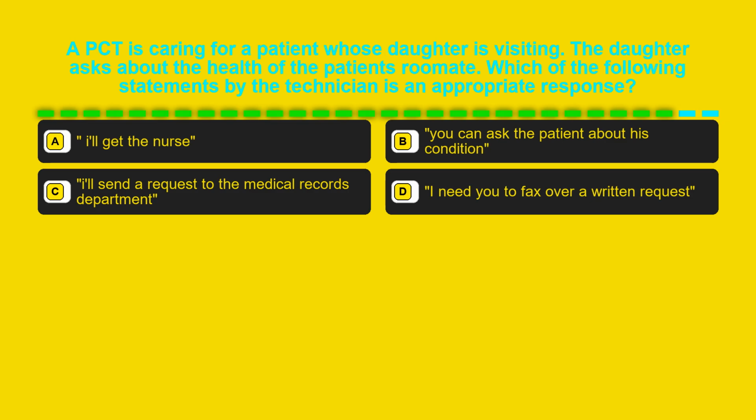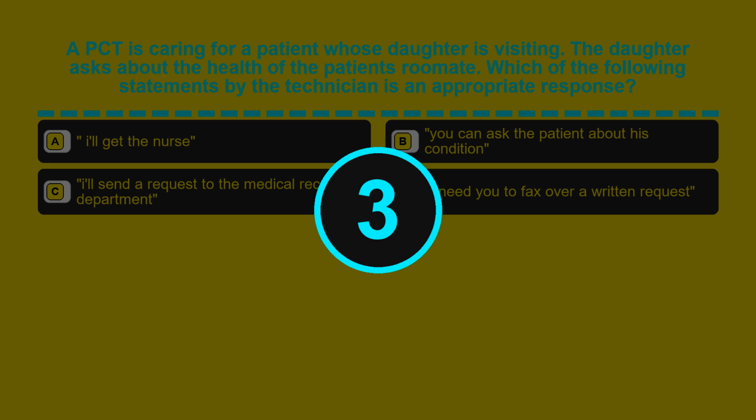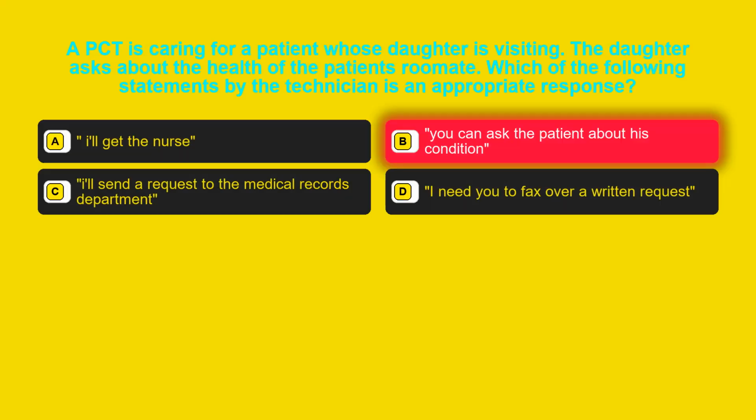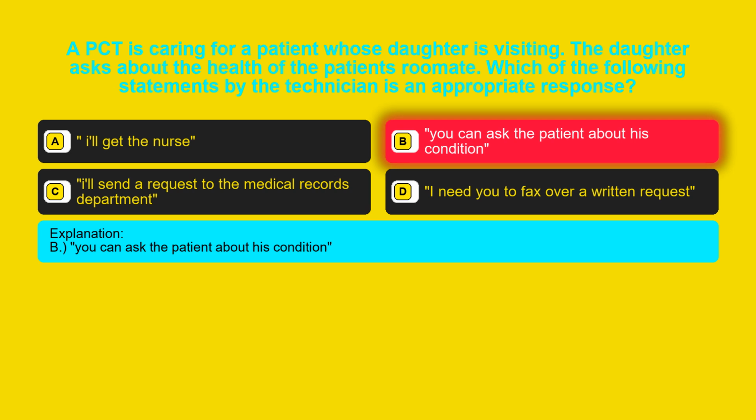Question 6. A PCT is caring for a patient whose daughter is visiting. The daughter asks about the health of the patient's roommate. Which of the following statements by the technician is an appropriate response? Option A. I'll get the nurse. Option B. You can ask the patient about his condition. Option C. I'll send a request to the medical records department. Option D. I need you to fax over a written request. The correct answer is option B. You can ask the patient about his condition.